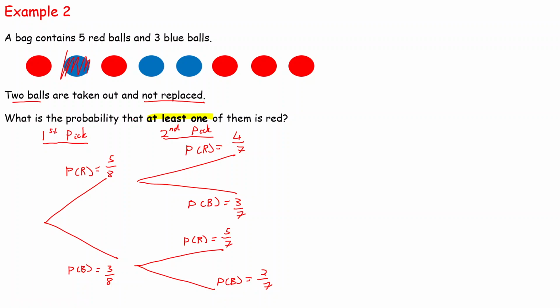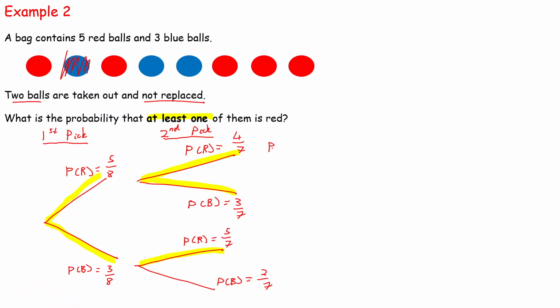The question is asking, what's the probability that at least one of the balls picked is red? So at least one could mean that we've got both being red, so red and then red. That's at least one red, because at least one means it could be both, or it could be a red and then a blue. That is still at least one red, or it could be a blue and then a red. That is at least one red. I can't go blue, blue, of course, because that is nothing being red. So now I've got to work out the probability of each part. So red and then red.